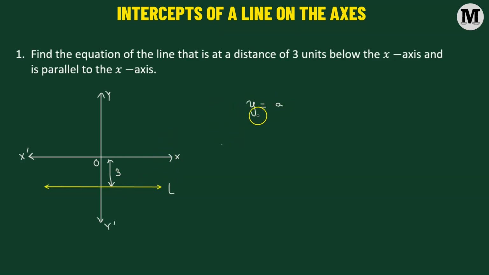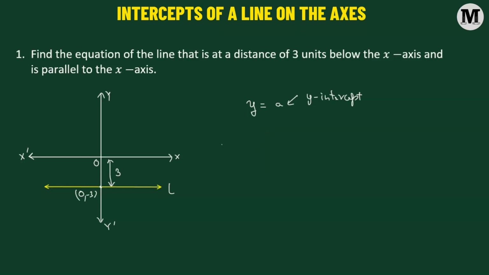So we know that the equation of a line that's parallel to the x-axis is given by y equals a. Now in the previous case, when we were trying to derive the equation of the line that's parallel to the x-axis, we used y equals a, where a was the y-intercept. So here a is the y-intercept. To find out the y-intercept, we'll consider the coordinates (0, -3). This is the point where the line L intersects with the y-axis, and that's going to help us find out the y-intercept.